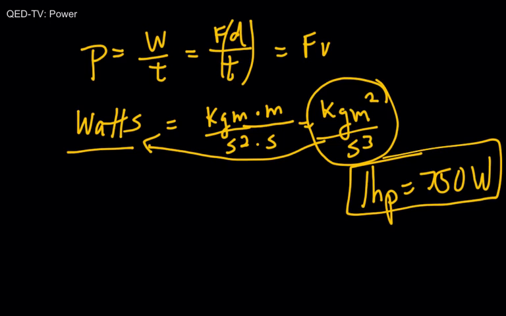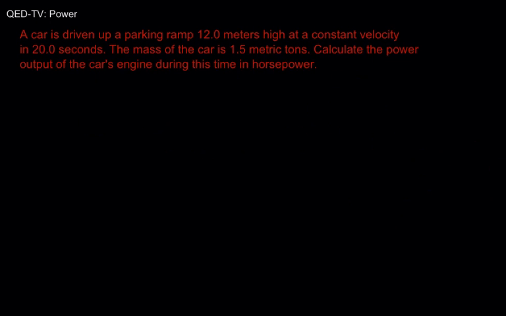Okay, so let's do a problem here that involves power. If you remember these equations here, let's go on to the next page. A car is driven up a parking ramp 12 meters high at a constant velocity in 20 seconds. The mass of the car is 1.5 metric tons. Calculate the power output of the car's engine during this time in horsepower. Okay, so power equals work over time. We know that that's the force times the displacement over time.